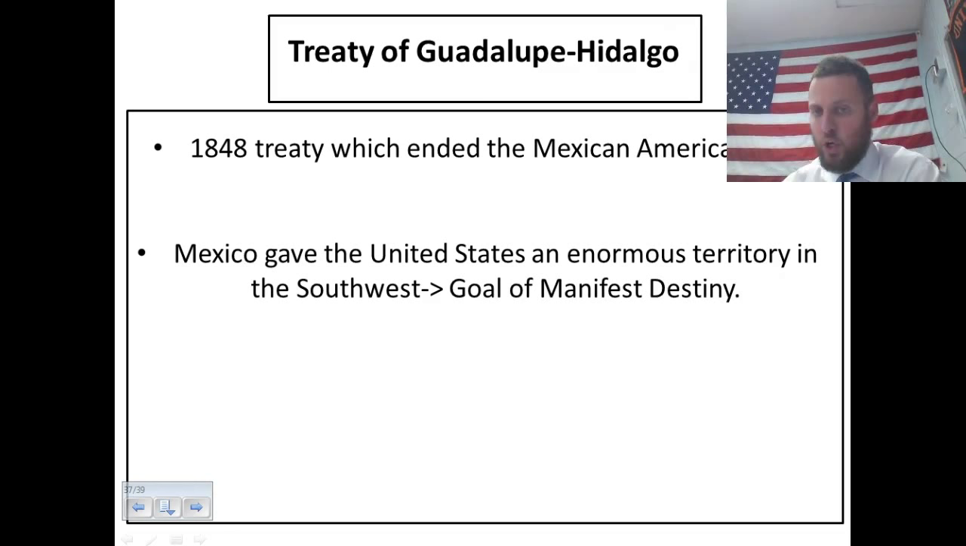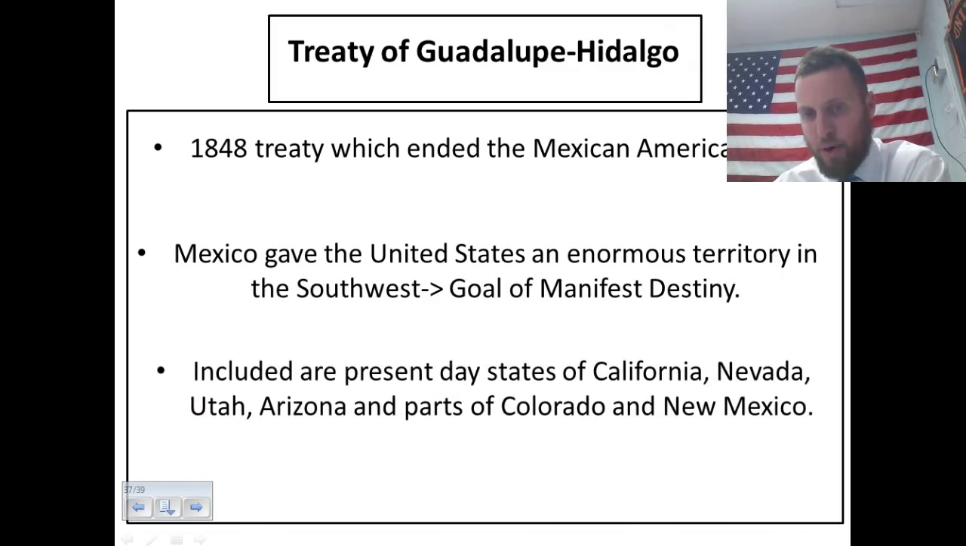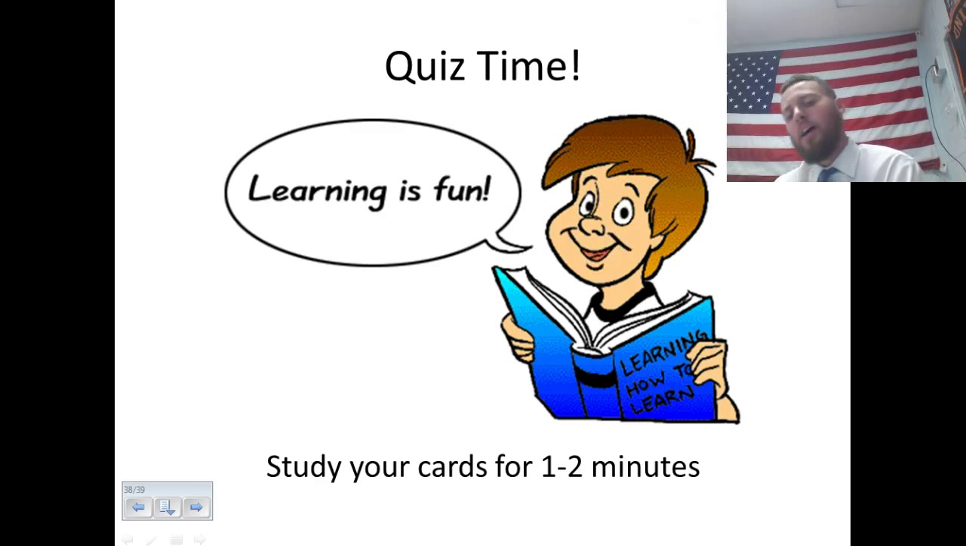Now, you don't have to know what I'm about to put, but write it down anyway. Included are the present-day states of California, Nevada, Utah, Arizona, and parts of Colorado and New Mexico. The point is that a ton of land gets taken because of the Treaty of Guadalupe Hidalgo. Manifest Destiny: we beat Mexico, we take some land. That's the Mexican-American War.